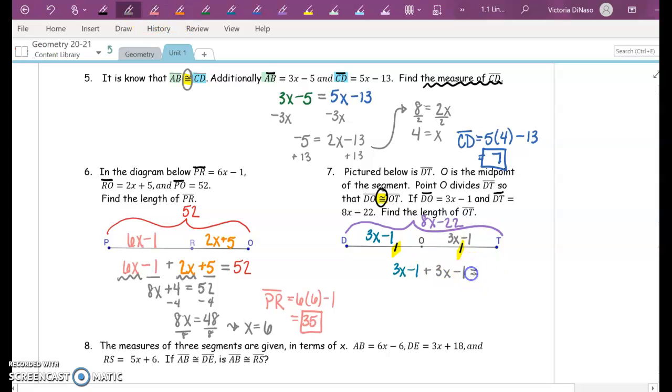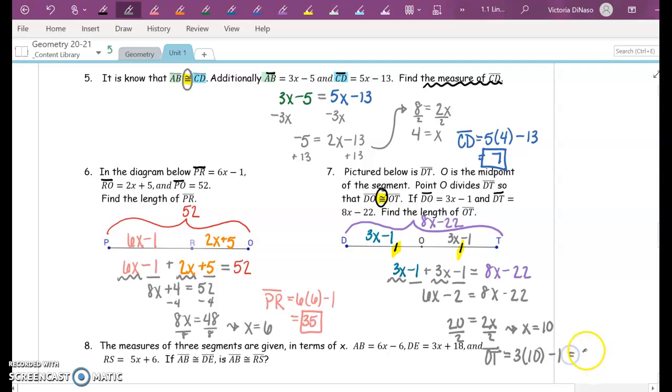And both of these two smaller segments make up the larger segment. So I'm going to add them together and set them equal to 8x minus 22. Go ahead and pause the video and solve for x. We find out that x equals 10. To find the length of OT, we're going to take the 10 and plug it in for x. So we have OT equals 3 times 10 minus 1, which equals 29.